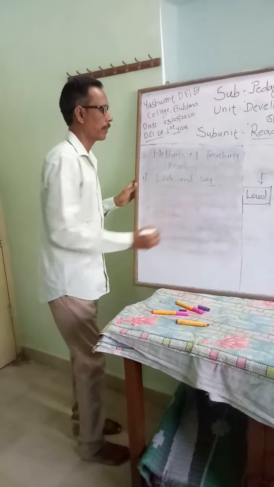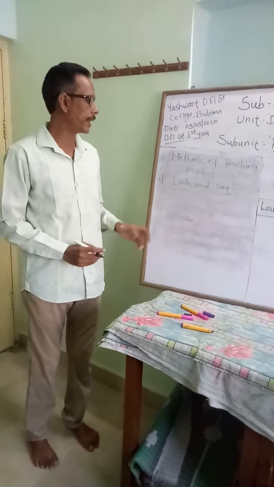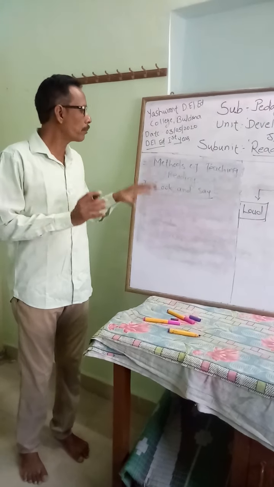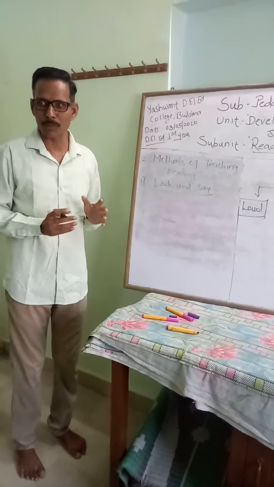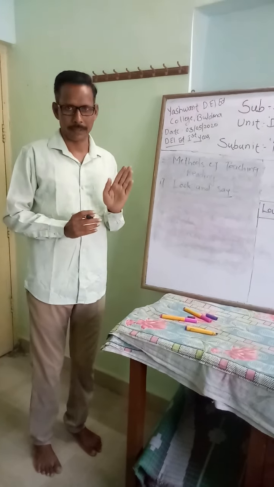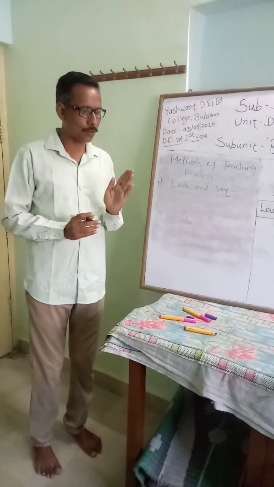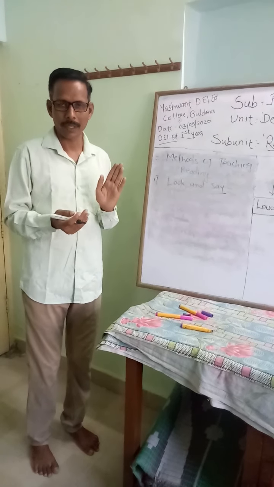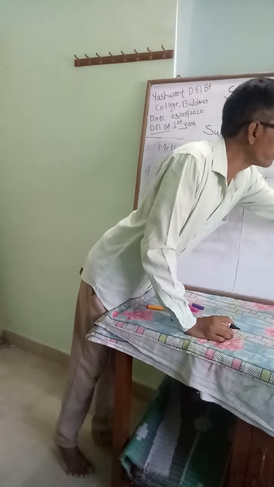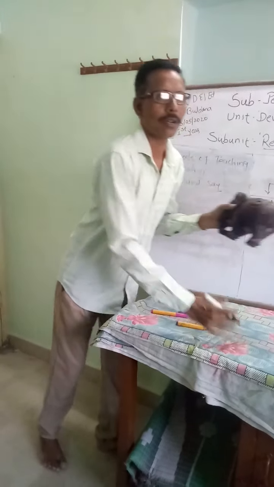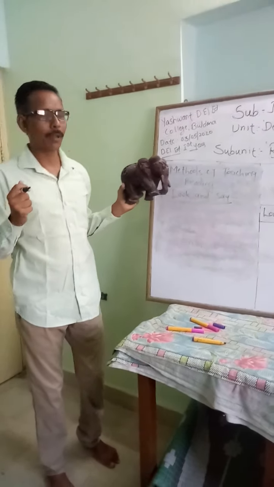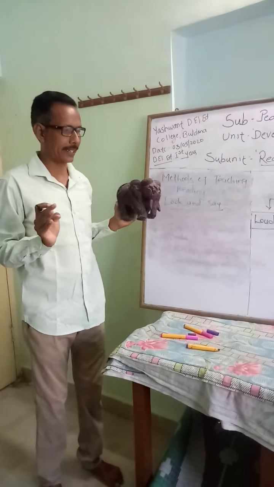This is the method which is used for teaching reading. Look and say. From this title we can easily understand what is meant by this method. In this method, what do we have to do? The teacher has to show a picture and ask the students to read it. For example, here I have a model of an animal, a powerful and mighty elephant.